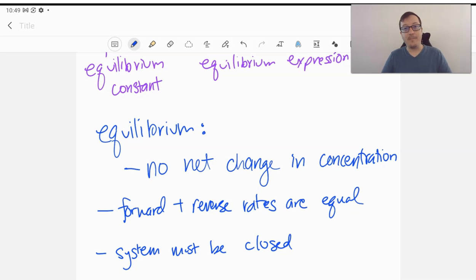And so this concludes our introduction to what equilibrium is. In our next video, we'll take a look at the constants of equilibrium and how to use them.